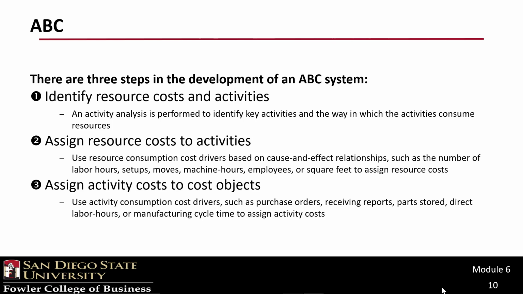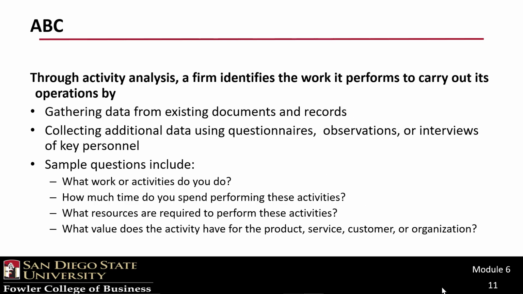For example, you would use resource consumption cost drivers based on cause and effect relationships, such as the number of labor hours, the number of setups, the number of moves, the number of machine hours, the number of employees, or the square feet to assign resource costs. And then lastly, you'll assign activity costs to cost objects. So use activity consumption cost drivers such as the number of purchase orders, the number of receiving reports, parts stored, direct labor hours, or manufacturing cycle time. You'll use these items to assign activity costs.